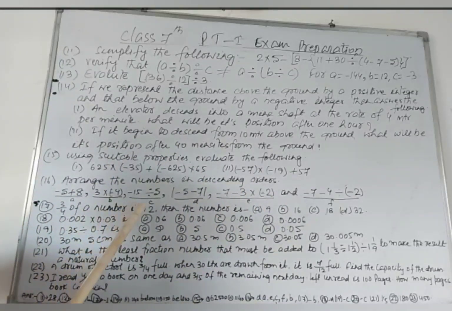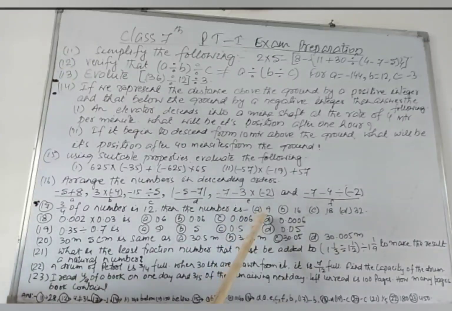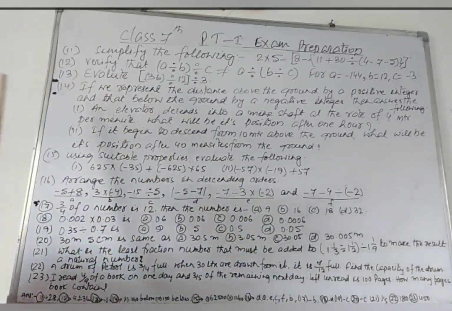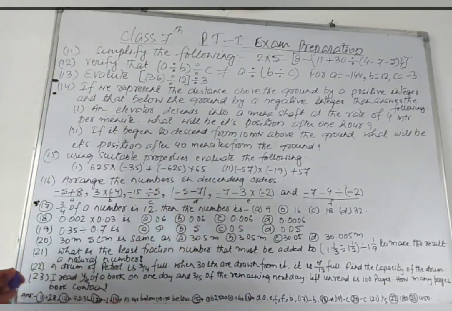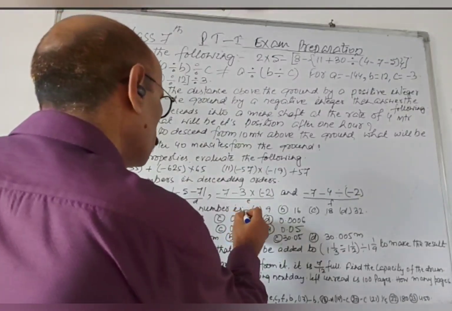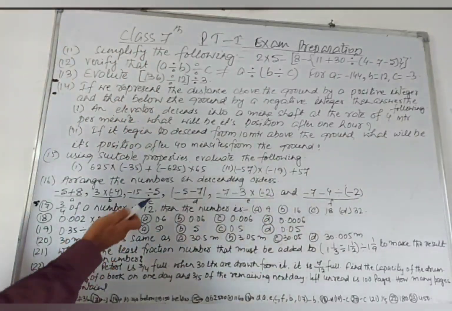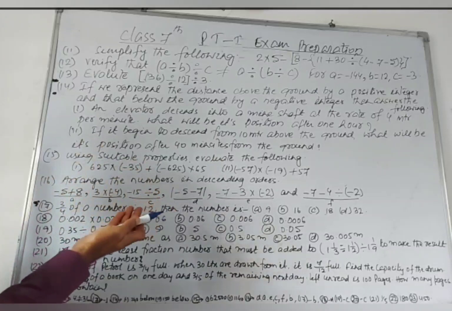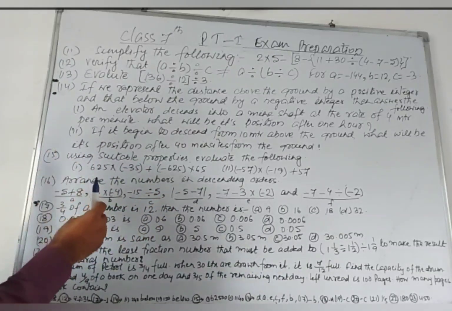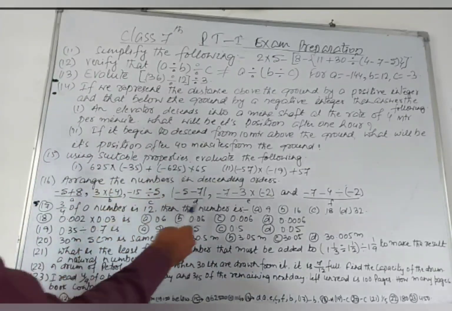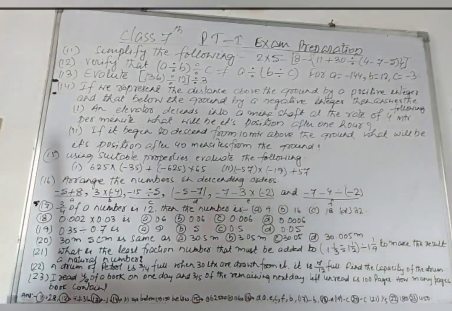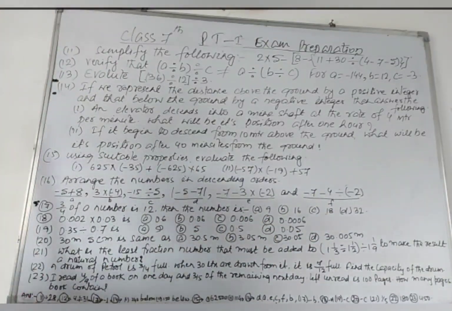3 by 4 of a number is 12. Then the number is, options are there. This is not manual, this is options. Okay, if 3 by 4 of a number is 12, the 1 will be what? In fraction, 1 is full. The 1 is what? Options are given. Okay, then this.